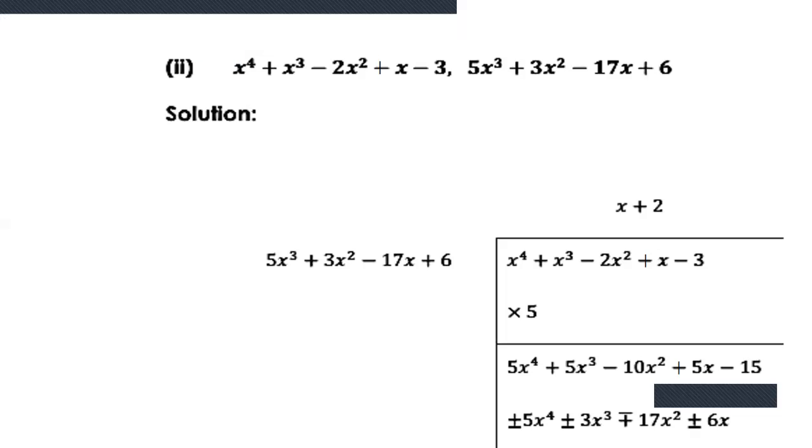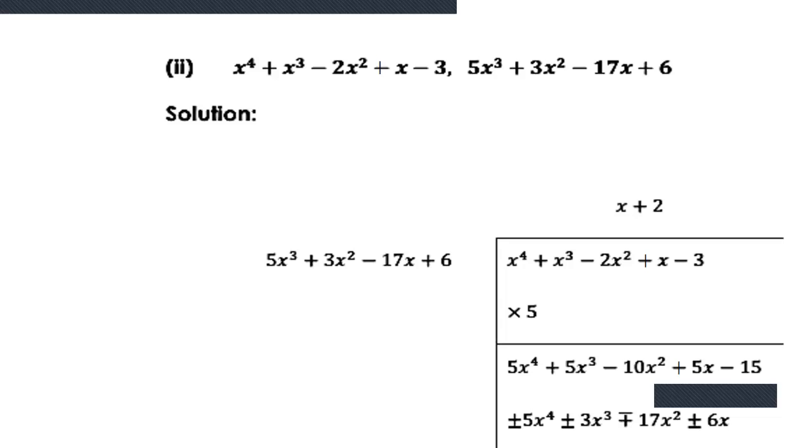Multiplying by 5, we get 5x power 4 plus 5x cube minus 10x square plus 5x minus 15. Here you can see that their coefficients are equal: here is 5x cube and here is 5x power 4.